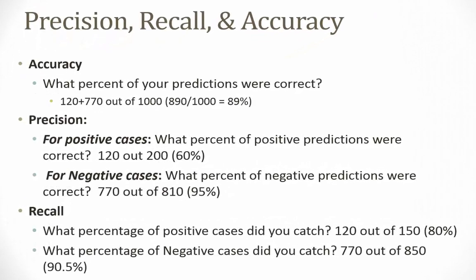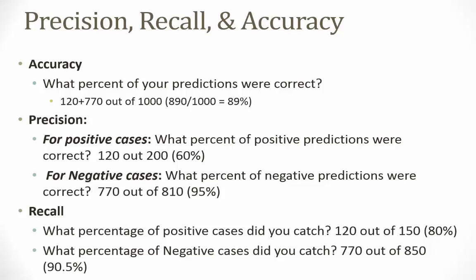So here on this slide, you have what we just went through in the previous slide. Starting with accuracy. Again, what is accuracy? It's the percentage of your predictions that were correct. So you know that you could identify 120 of the positive cases correctly using your model and 770 of the negative cases. If you add them up, you will have 890, and if you divide that by the total number of observations, you will get your accuracy readout.